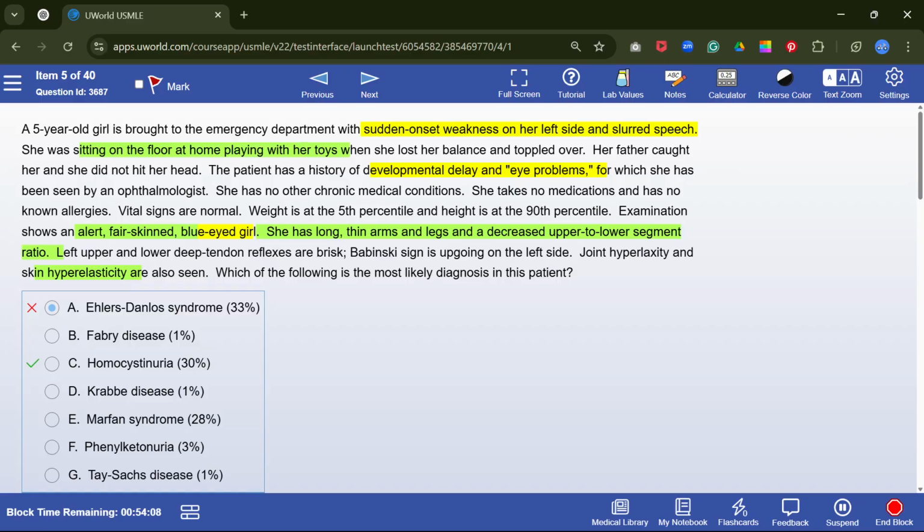She has long, thin arms and legs and a decreased upper to lower segment ratio. Left upper and lower deep tendon reflexes are brisk. Babinski sign is upgoing on the left side. Joint hyperlaxity and skin hyperelasticity are also seen. Which of the following is the most likely diagnosis? So fair skin, developmental delay, a feature of thrombosis, looks like homocystinuria.